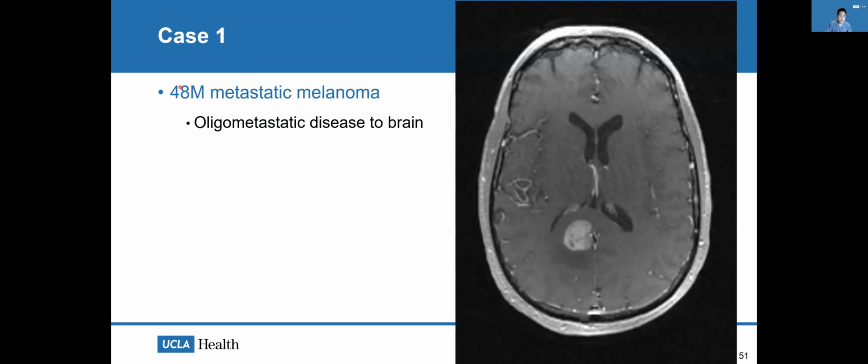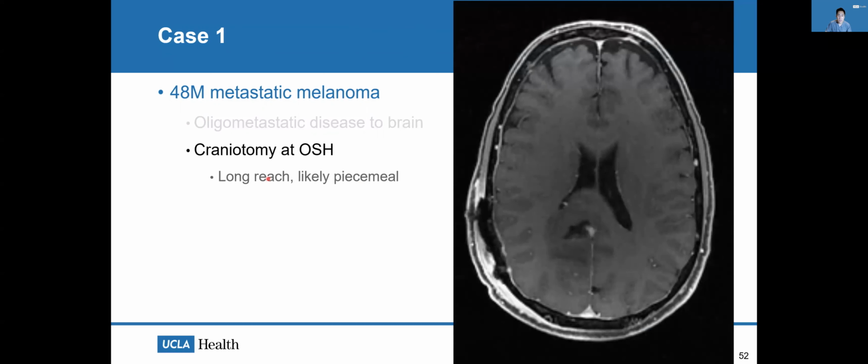So this is a very sad case of a 48-year-old male who had metastatic melanoma to the brain. Now, he had a craniotomy at an outside hospital, which was not the wrong thing, but it was probably a long reach to get here and an open approach. And so there was probably a piecemeal removal of this tumor.